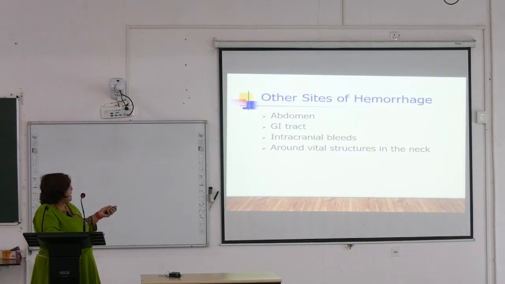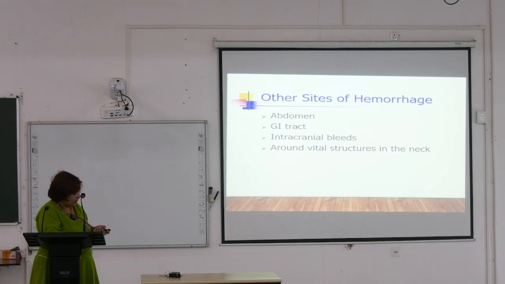There are other sites of hemorrhage, which are less common. There may be abdominal hemorrhage, there may be GI tract hemorrhage. The most dangerous is the intracranial bleed, which is life-threatening, and there may be bleeding around the vital structures in the neck.